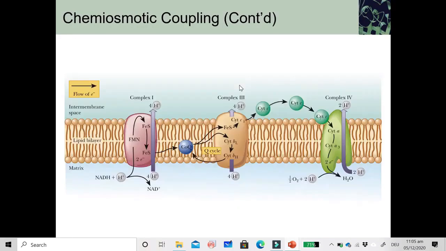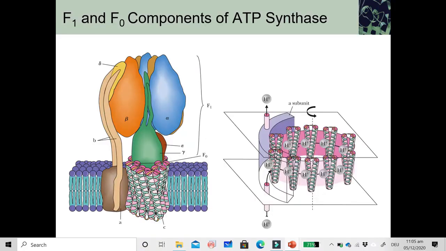Okay, let's go back to this one. Here is what happens. Again, this is the intermembrane space, and this is the matrix. And remember, this is just a magnified view of this one. So the protons will enter from the intermembrane space through this F0 subunit of the synthase, and the flux of the protons will cause conformational change in these proteins.